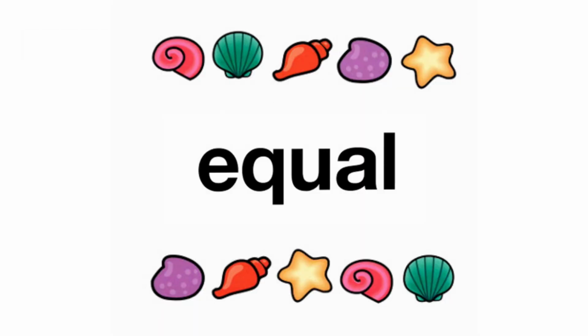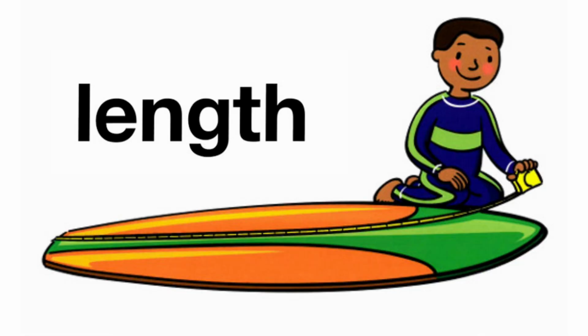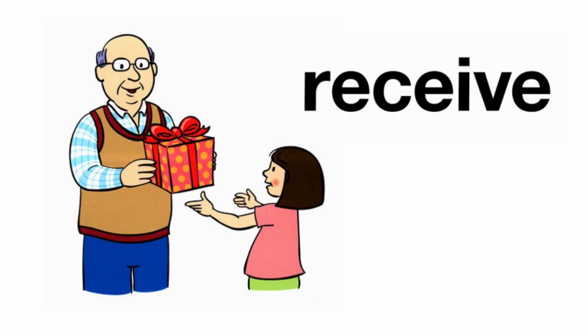Equal. Equal means the same. Look at the 2 rows of seashells. How many shells are in each row? Yes, 5. Each row has an equal number of shells. Length. The length of something is how long it is. You can measure anything to find out its length. Length is often measured in inches or in feet. What is the boy in the picture doing? He is measuring the length of a surfboard.